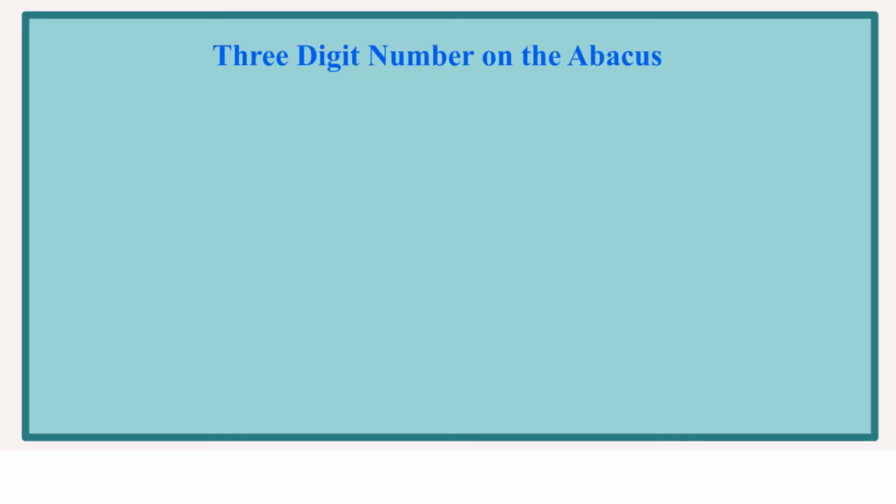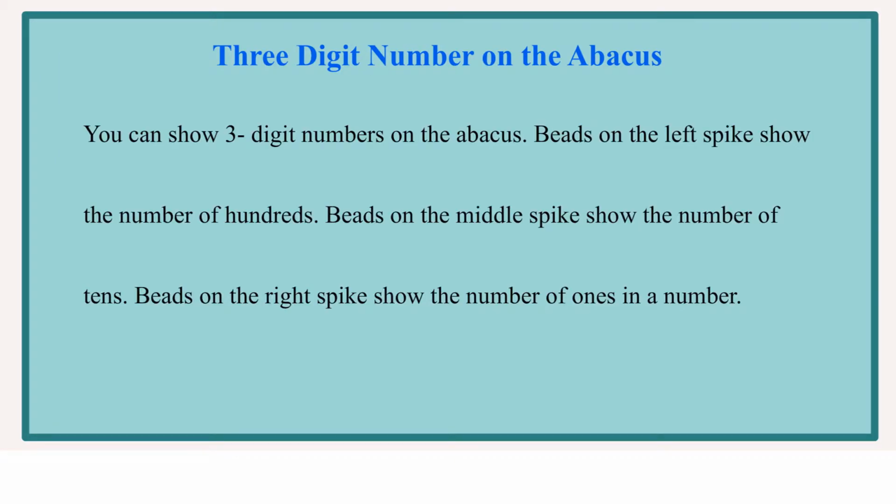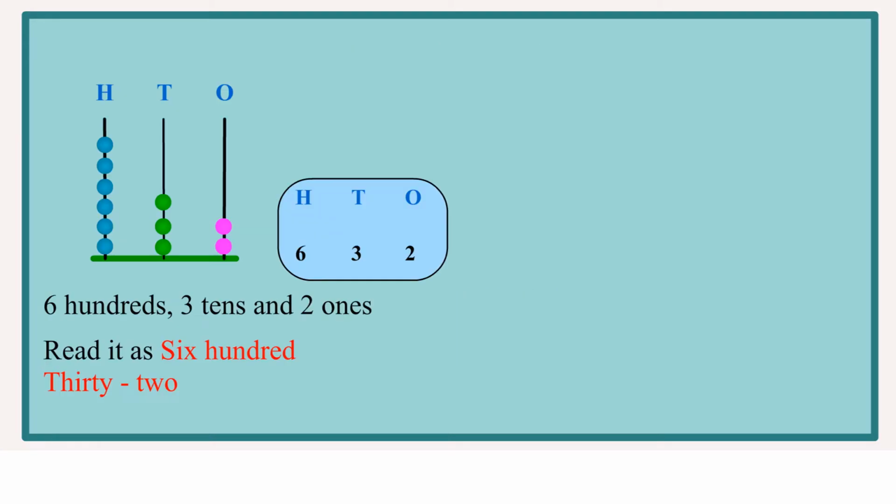3-digit number on the abacus. You can show 3-digit numbers on the abacus. Beads on the left spike show the number of hundreds. Beads on the middle spike show the number of tens. Beads on the right spike show the number of ones in a number.